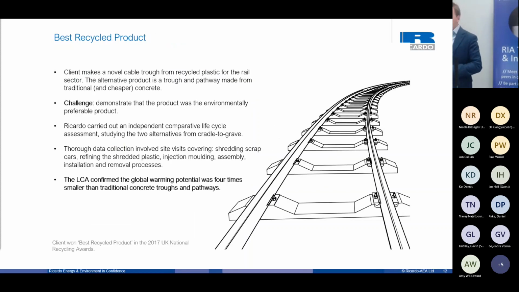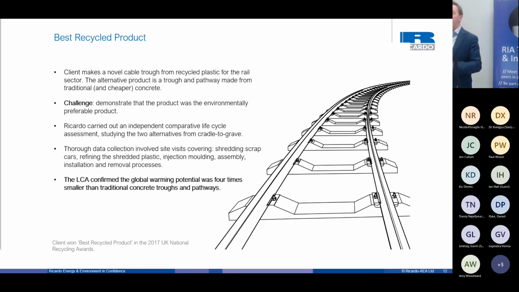categories? And a nice little example that we did was for a client that makes troughs, cable troughs for the rail sector out of recycled plastic. And what it's compared to is against a conventional concrete block. And they wanted to compare the sustainability of the recycled trough versus a more conventional concrete block. And I think the challenge there is that the concrete block is generally cheaper. So for procurement processes, it's difficult to compete when you've got a cheaper product. So they have to really put a lot of weight onto the sustainability of that product to be comparable. So that's why they were employing ourselves to do that.